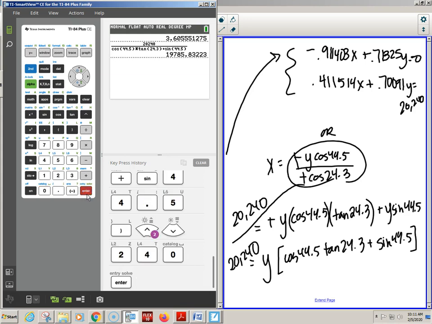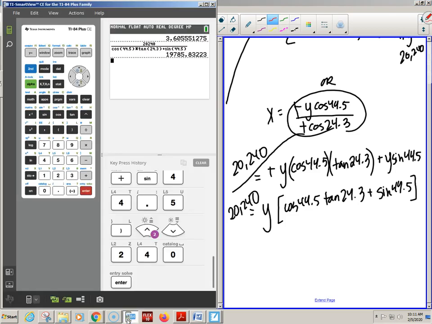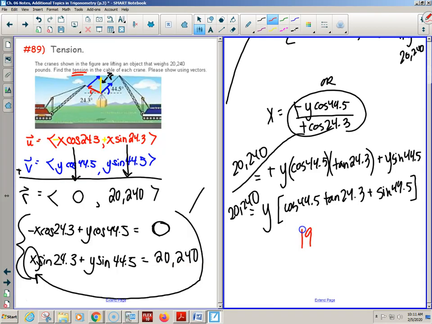What's the tension in the cable? 19,785. The crate's only 20,000. Man, that crate is holding like the entire thing. At least most of it. Look at all that weight. So I have that 19,000. Oops, it's the blue crane. I'll write it in blue.